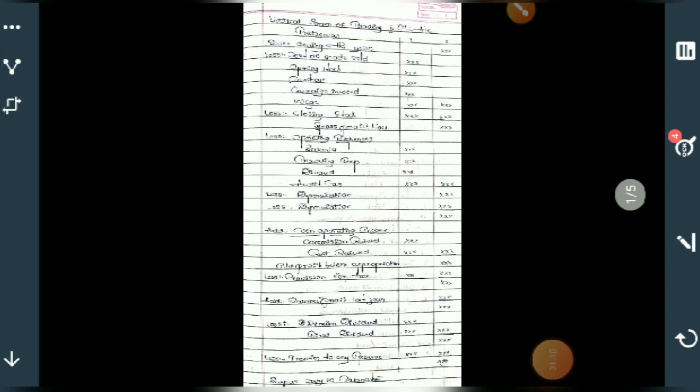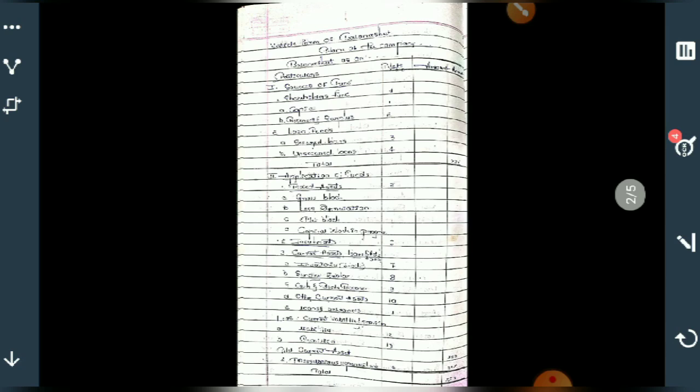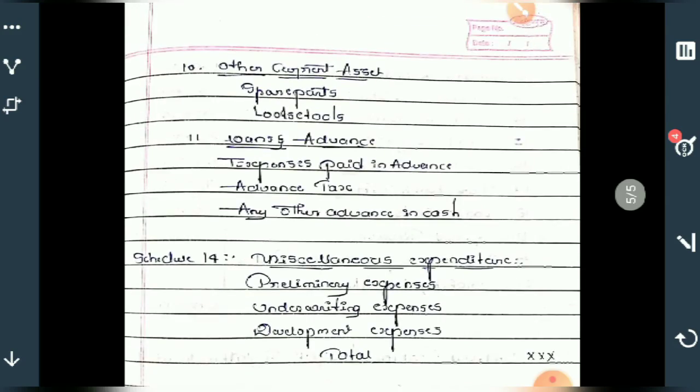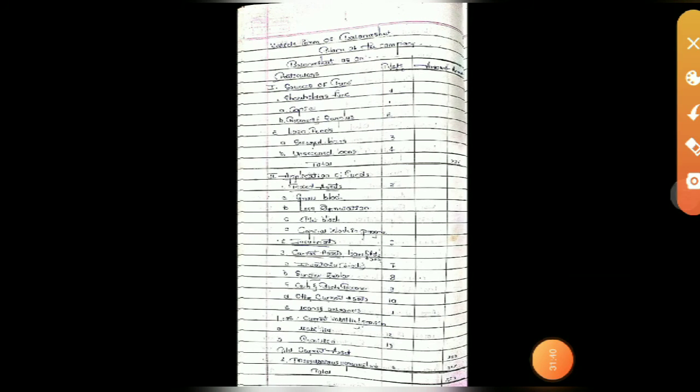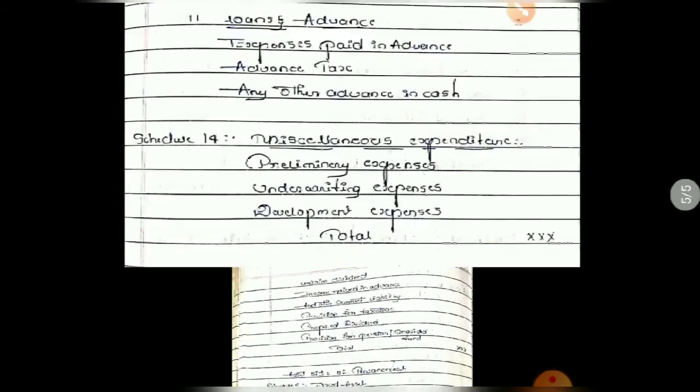The problems will be very easy. There will not be any complex adjustments. Just the format you have to write, and the adjustments will be very minimum. So based on this particular format, the main thing is the schedule numbers. These schedule numbers you should remember, and they should not be mixed. In a systematic manner you have to calculate it, that's all. So let us solve one problem in the next video, so that you will get to know completely.